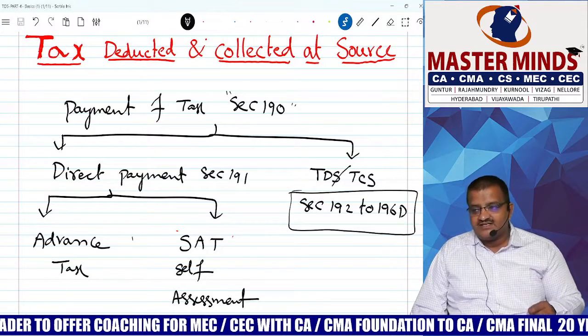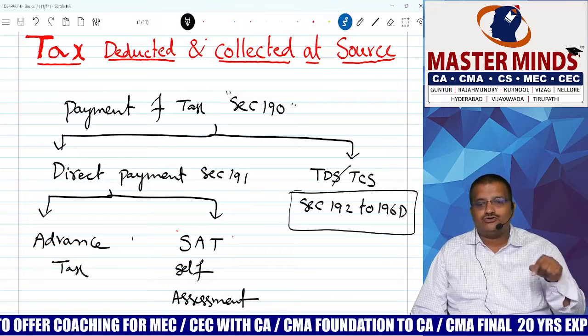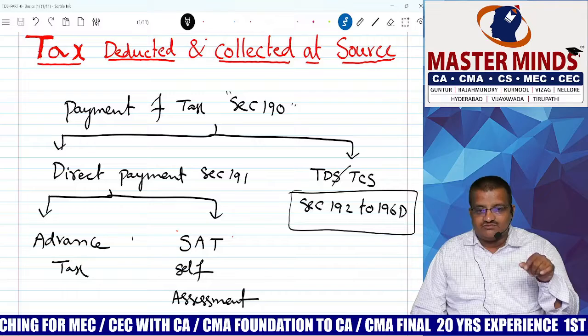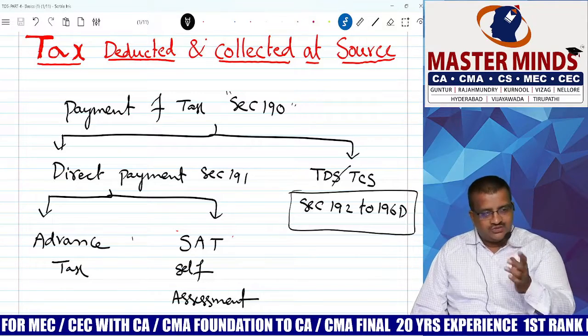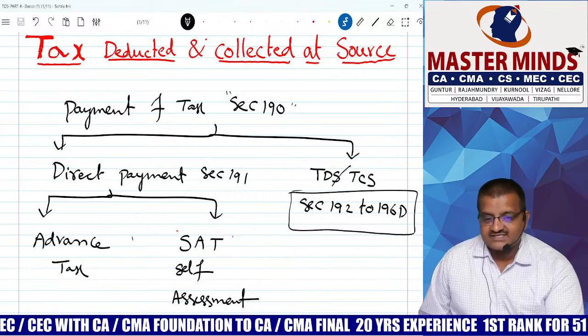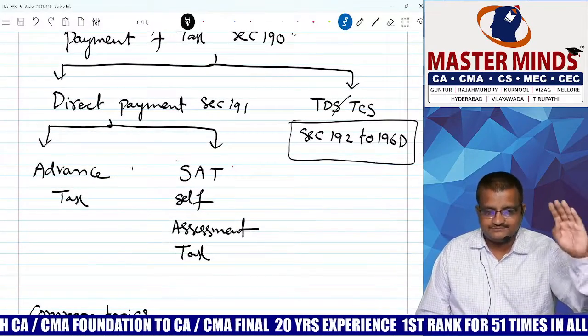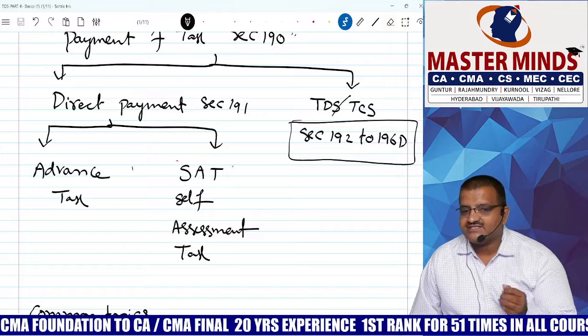That is nothing but section number 192 to 196D. I repeat, section 192 to section 196D. That is called TDS and TCS. Chalo. Clear? Yeah. Now, I would like to cover some common points.